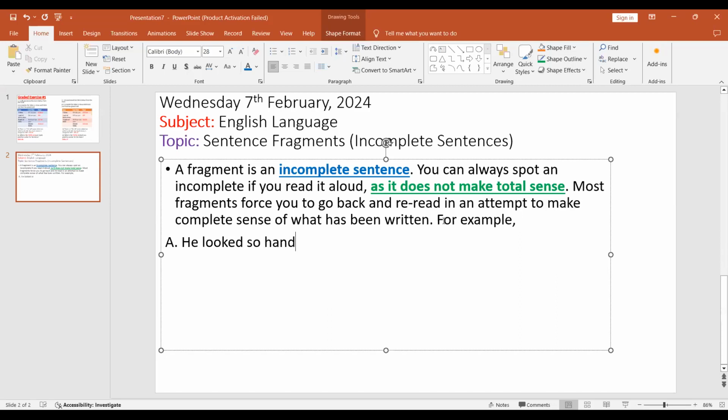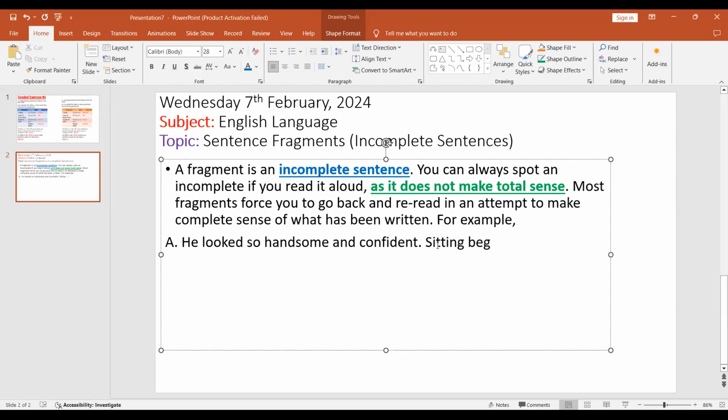He looks so handsome and confident. If you think that is a sentence fragment, put F inside the chat. If you think this is a complete sentence, put S. Put it inside the chat for me, please. He looks so handsome and confident. If that's a sentence, put S. If you think it's a fragment, put F.